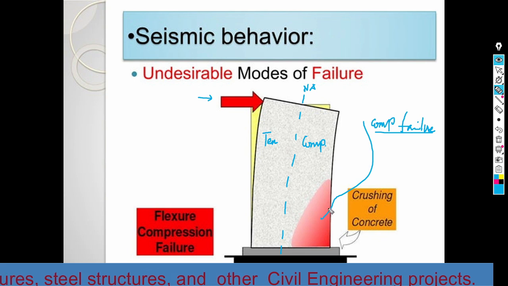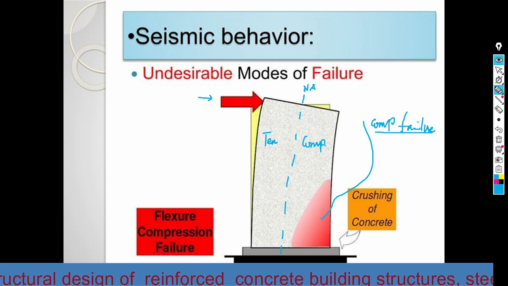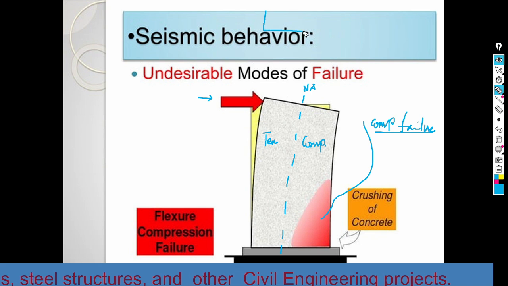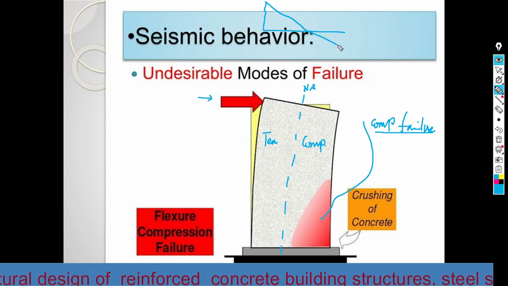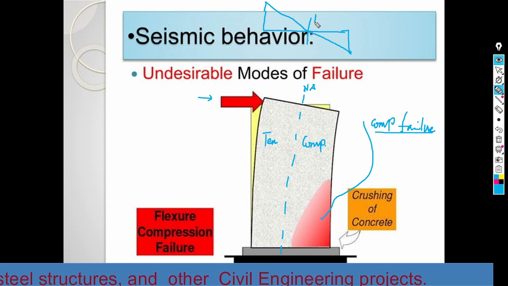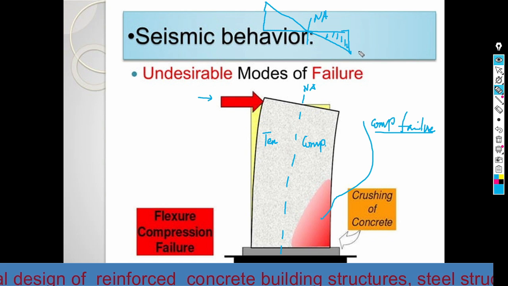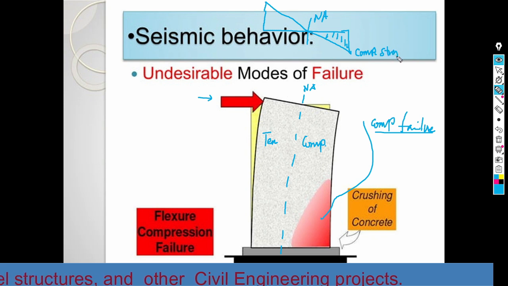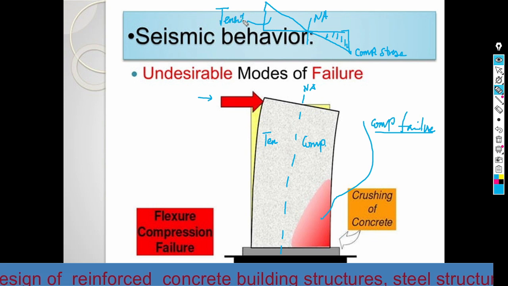So the section fails in compression. And here, if we draw, suppose here, this is the stress strain diagram, and this one is the neutral axis, and here this portion is the compressive stress, and this one is the tensile stress.